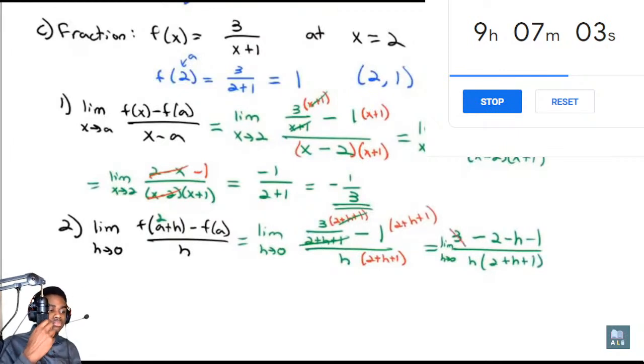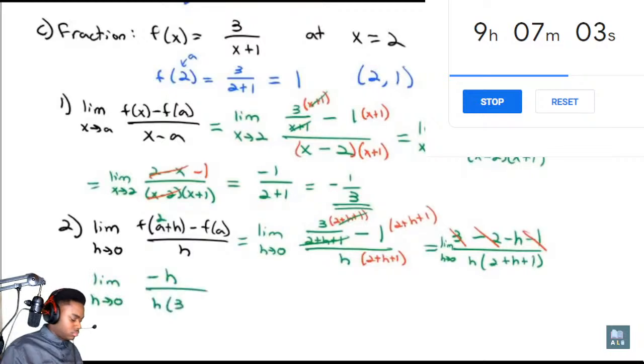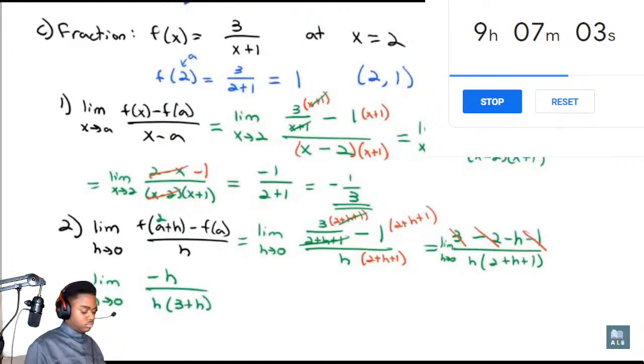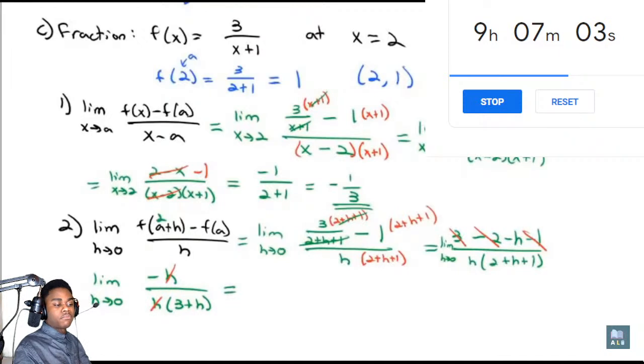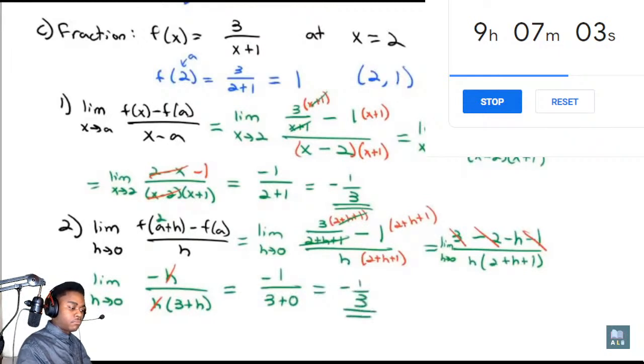What's nice now, though, is if we do 3 minus 2 minus 1, that's completely gone. So why don't we do that simplifying? We have the limit as h goes to 0 of negative h over h times (2 plus 1, which is 3, plus h). And we notice those h's are gone. We've removed the discontinuity. And so we're able to just plug 0 in. We have negative 1 over (3 plus 0), which is negative 1/3.